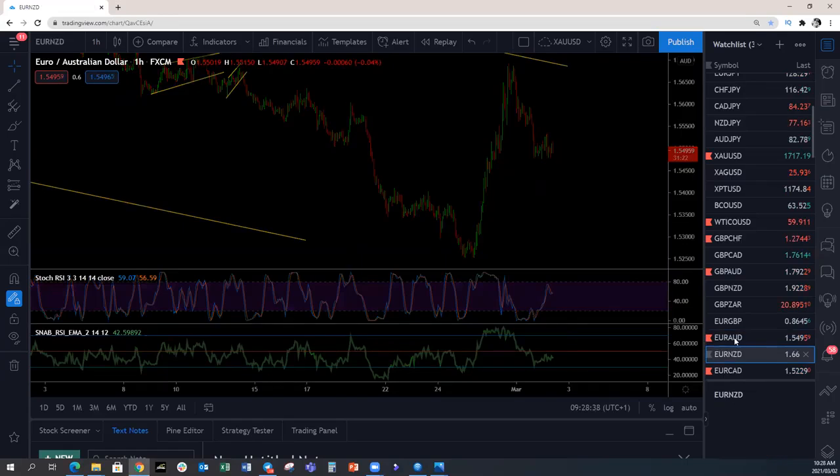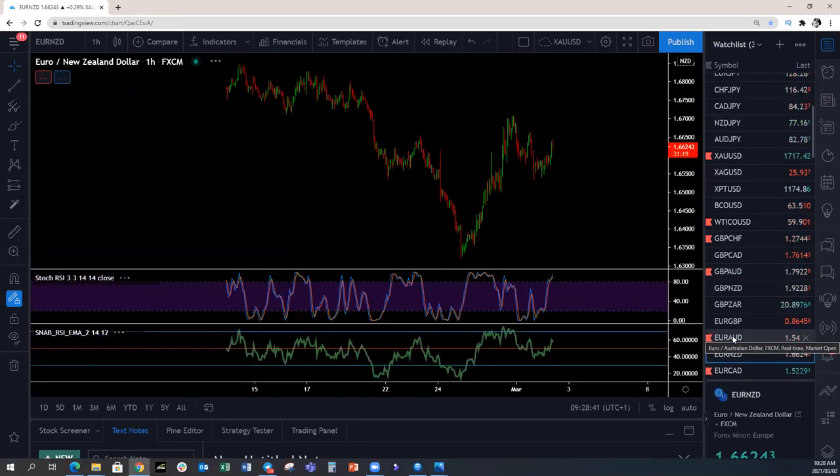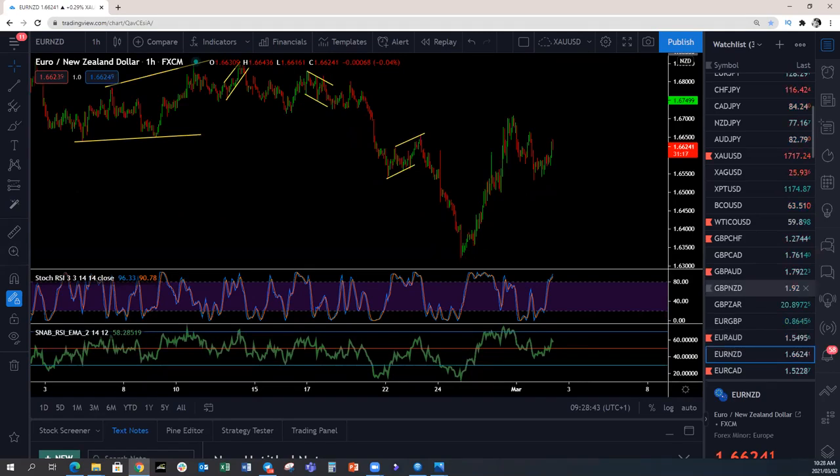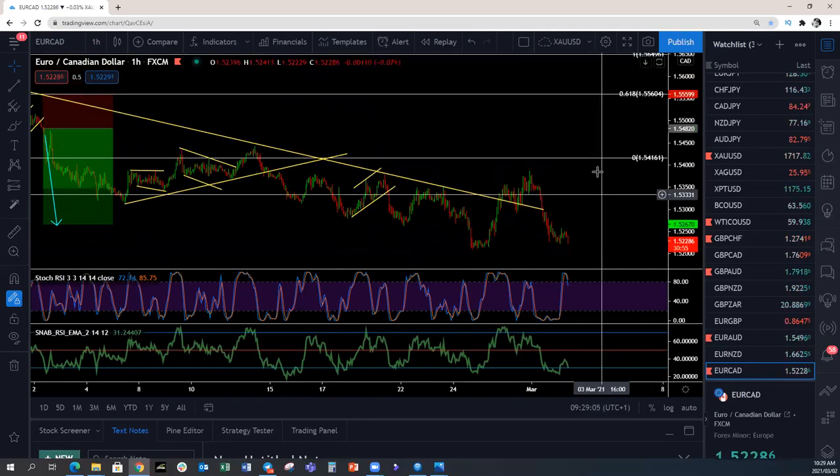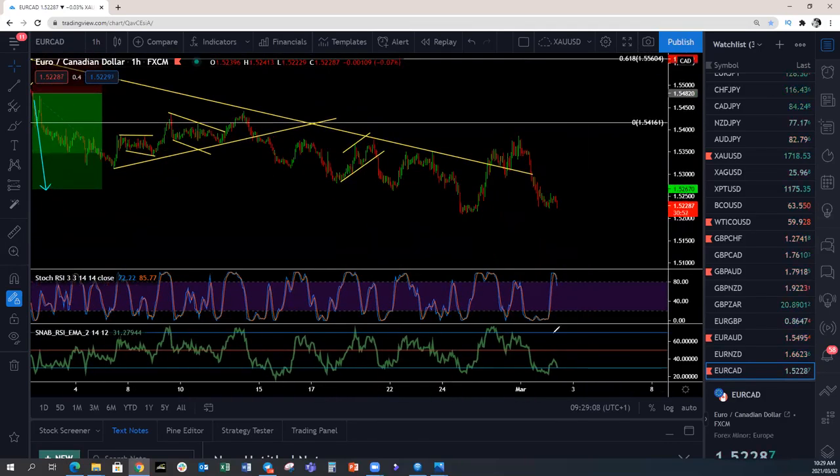New Zealand. Three waves down, 3 waves up. We're expecting another 3 waves to the downside. EuroCAD. Continuation to the downside. Look at where the RSI is very weak. We are at the top already. So continuation to the downside.